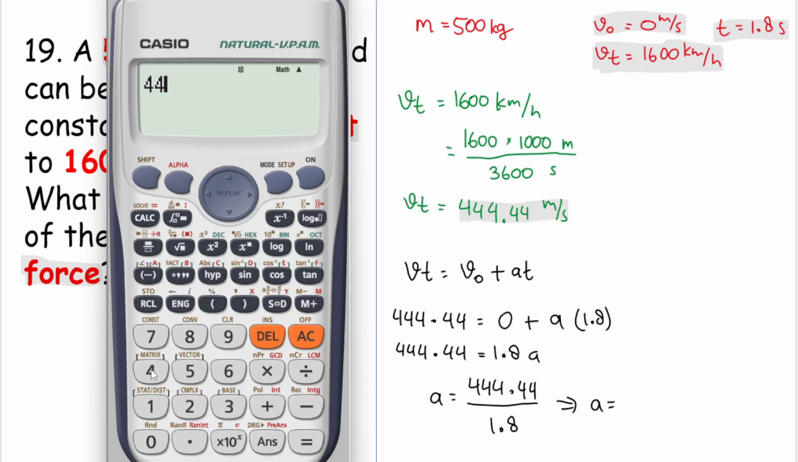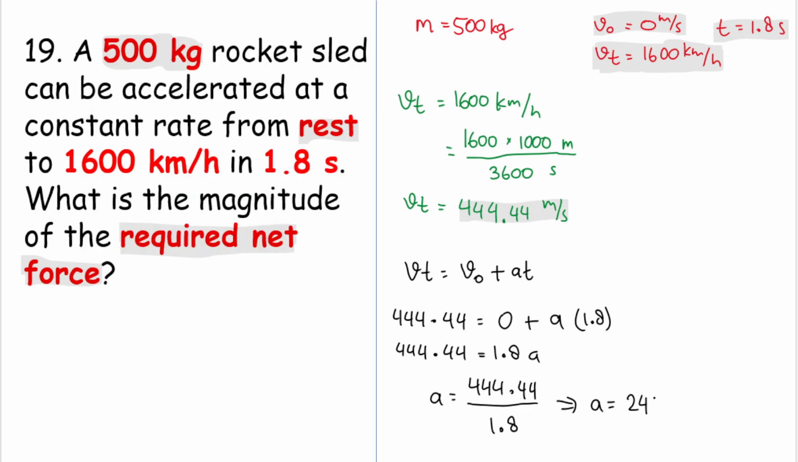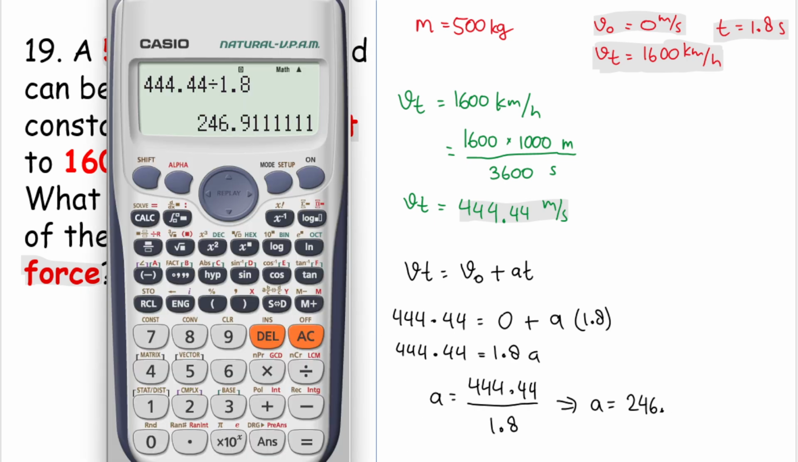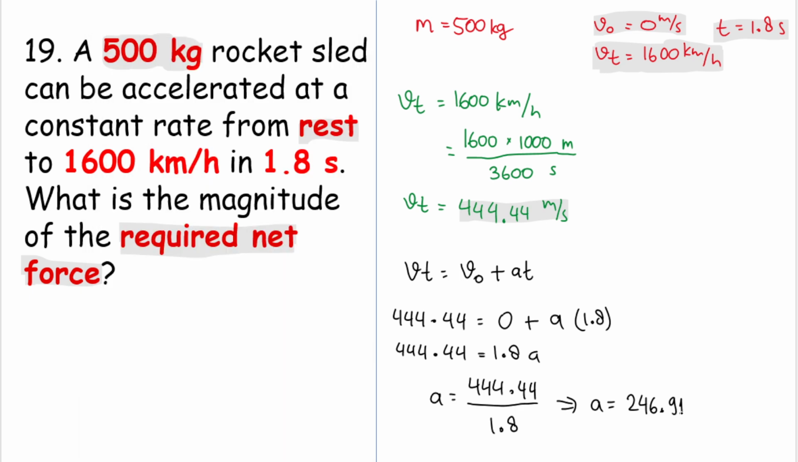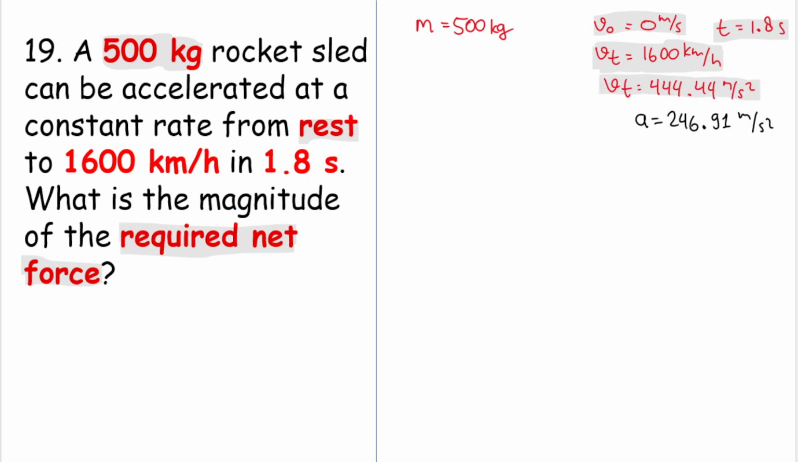So we have 444.44 divided by 1.8. Okay, that will be 246.91. Yeah, 91. And the unit here will be meter over second squared. Good. Now we have one of the most important values. Maybe let's clean up our slide first. Okay, now we need to answer the question, what is the required net force?